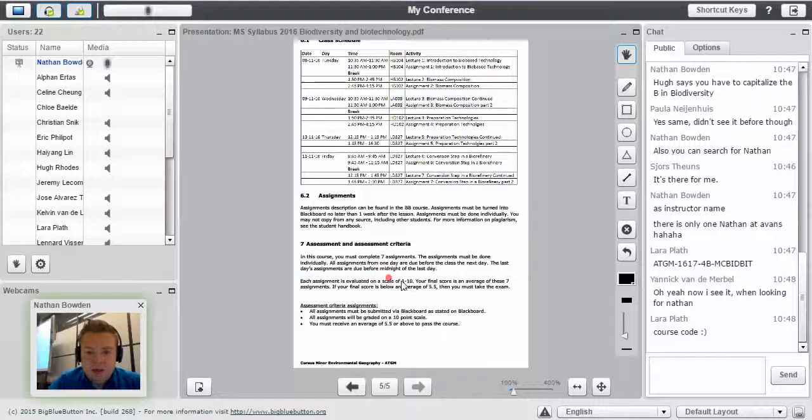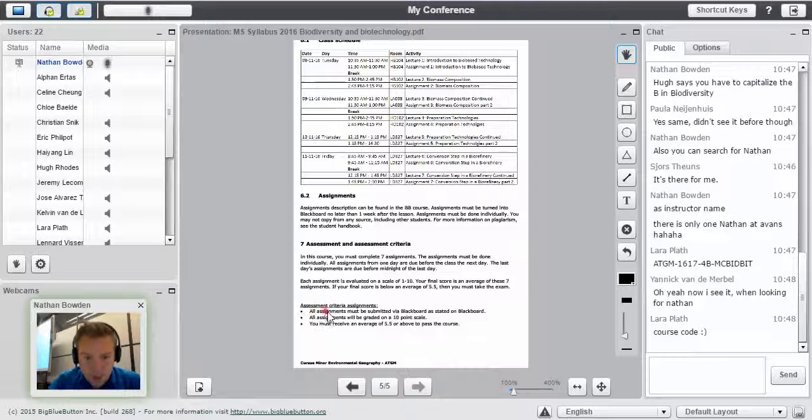The assignments will be evaluated on a scale of 1 to 10. Your final score is an average of these 7 assignments. If your final score is below an average of 5.5, then you must take the exam which will then replace your failed score. Hopefully no one falls into that category. Until now, everybody's always at least gotten at least a 5.5.